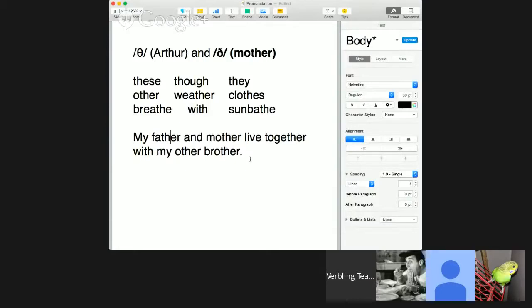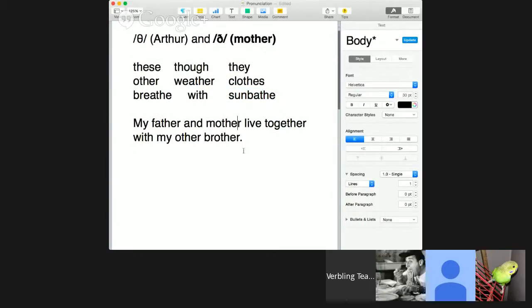My father and mother live together with my older brother. Well done, Giselle. This is getting much, much better. This one here is sunbathe, an A sound, sunbathe. Sunbathe. Yeah, well done. The sentence was absolutely beautiful. Ali, your turn.